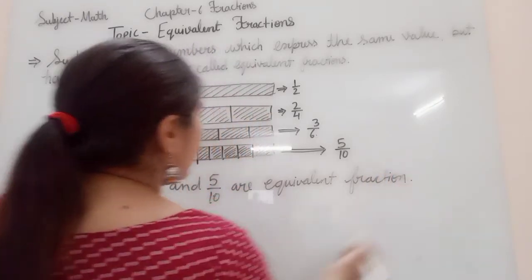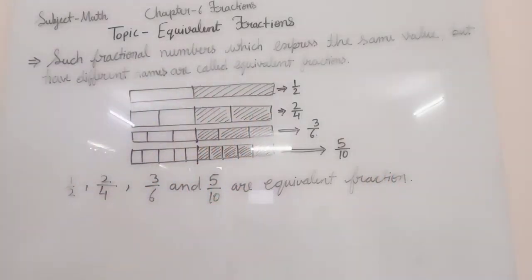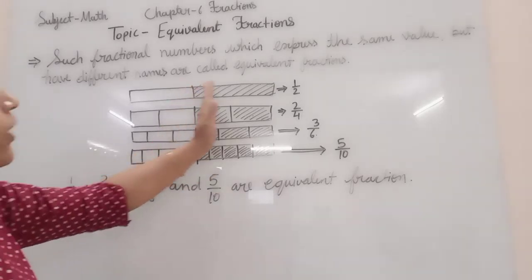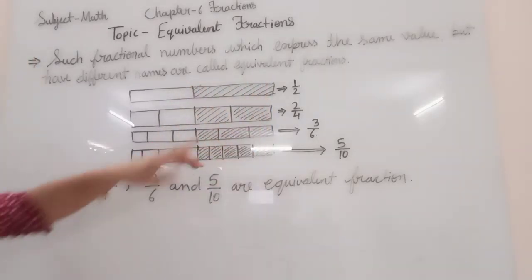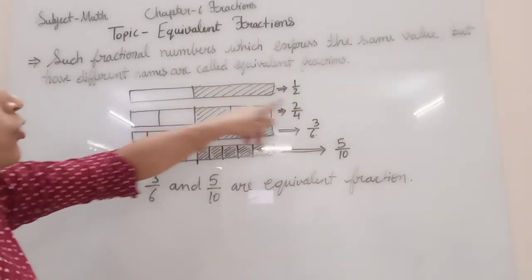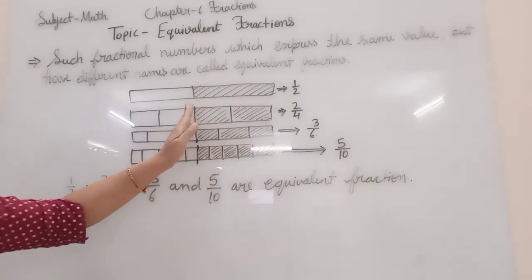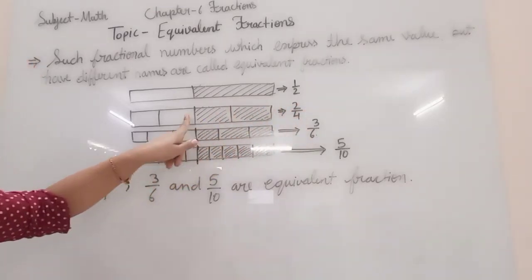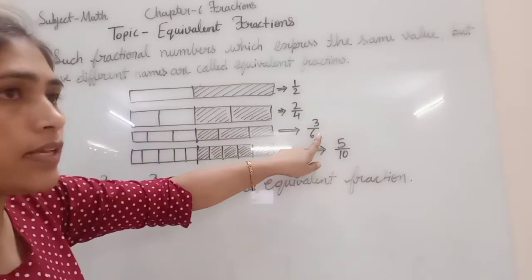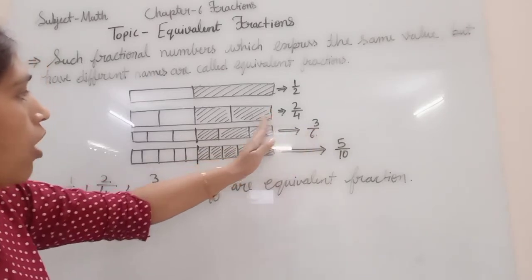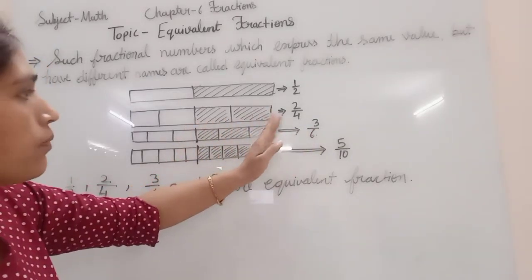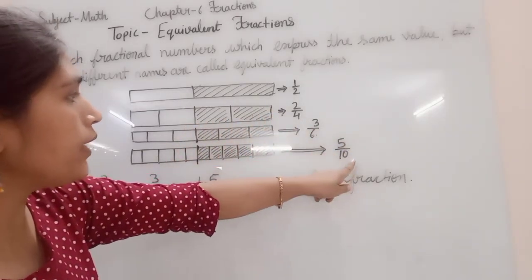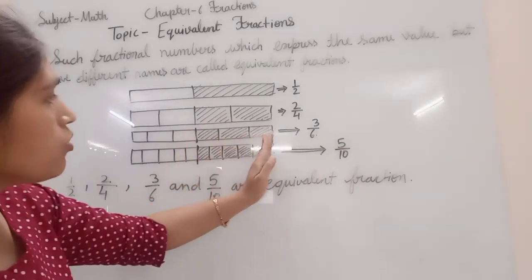Why are these equivalent fractions? Because they look different but their value is the same. 1 by 2 means half, 2 by 4 means also half of the strip is shaded. If I am talking about 3 by 6, it also means half of the strip. And 5 by 10 also means half of the strip.